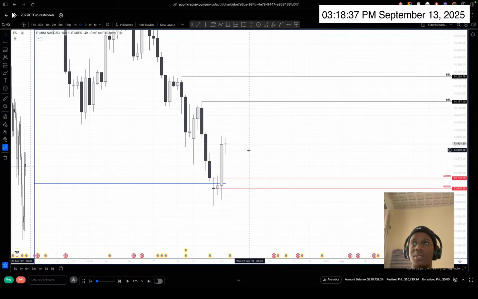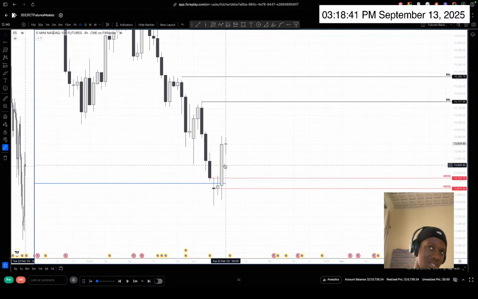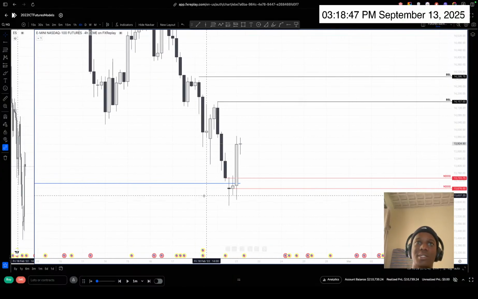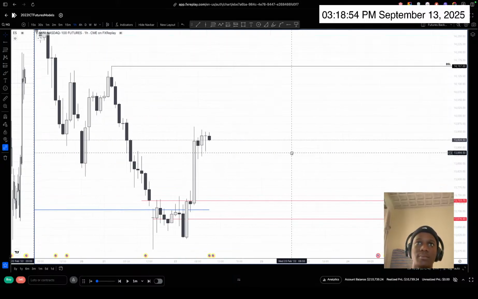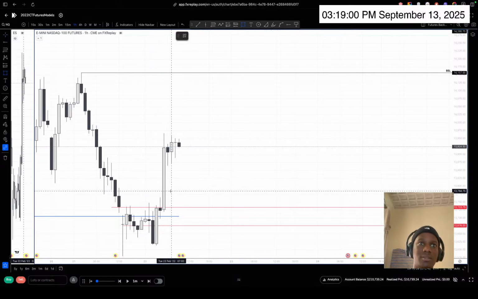Okay, so we have the open gaps here. I think we might return to them, or maybe just this gap and then we continue higher. I don't think this one will hold, because we're in that POI, but we will see what price will dictate. So we have a beautiful 1 hour gap here.